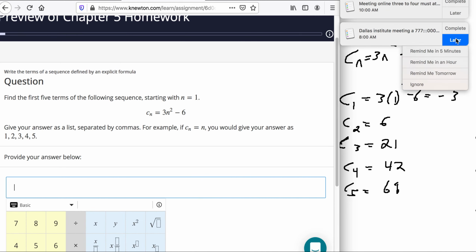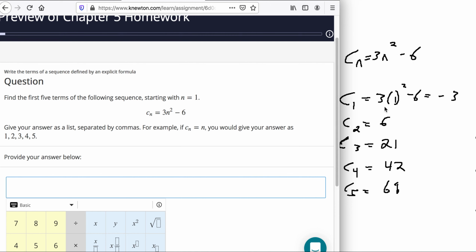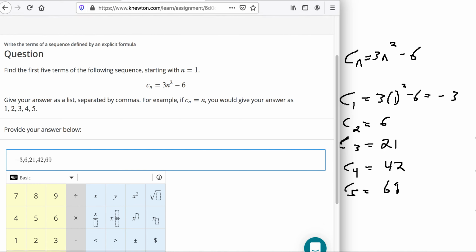Oh, I forgot what we had on this one. This one is negative 3, I guess. Hopefully I typed those in correctly. I typed it kind of fast.